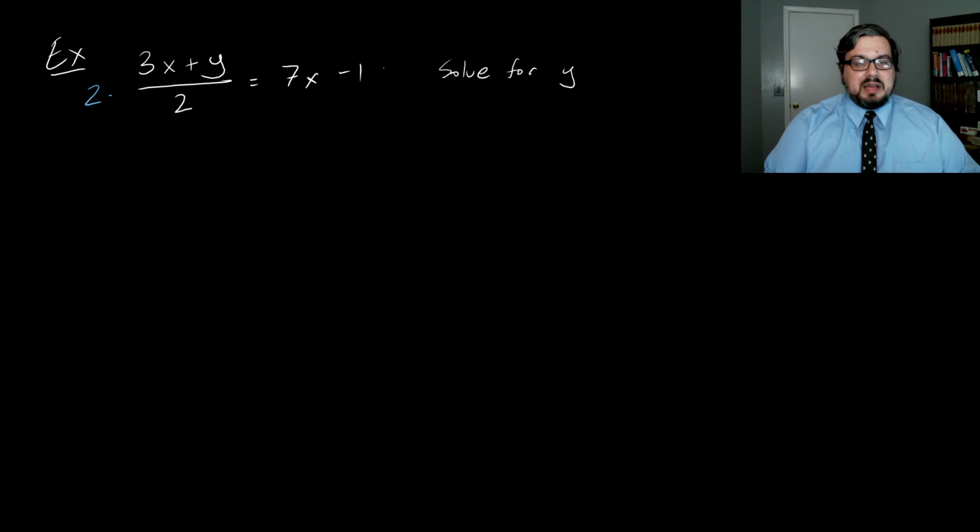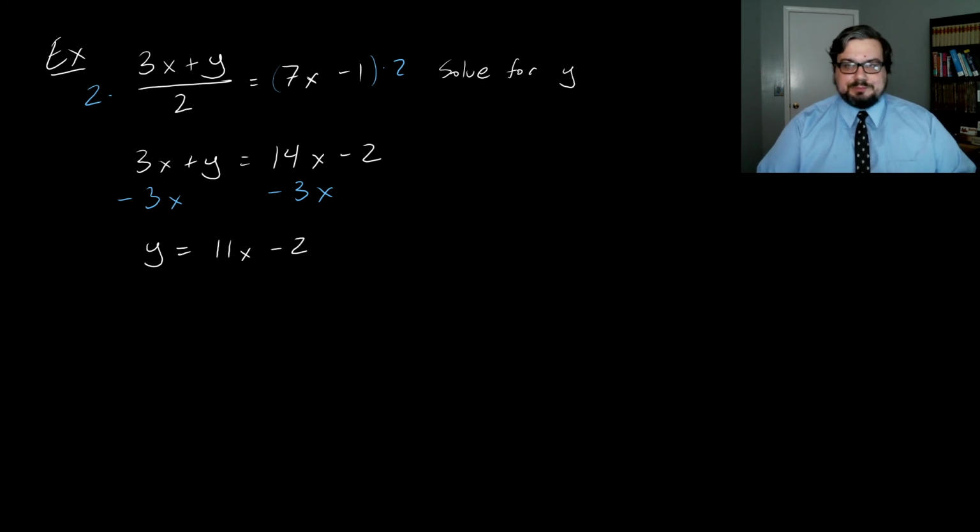So let's multiply 2 on both sides. We'll get 3x plus y is equal to 14x minus 2. We will subtract 3x from both sides to get y by itself, and we'll get y equals 11x minus 2. So this gives us an easier way to go from our x's to our y's.